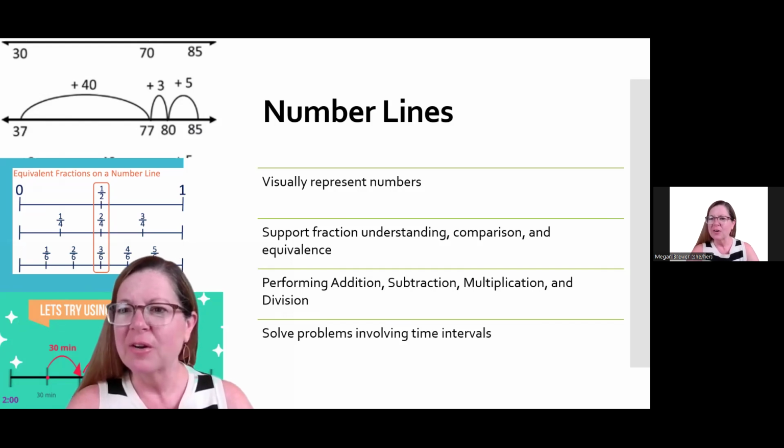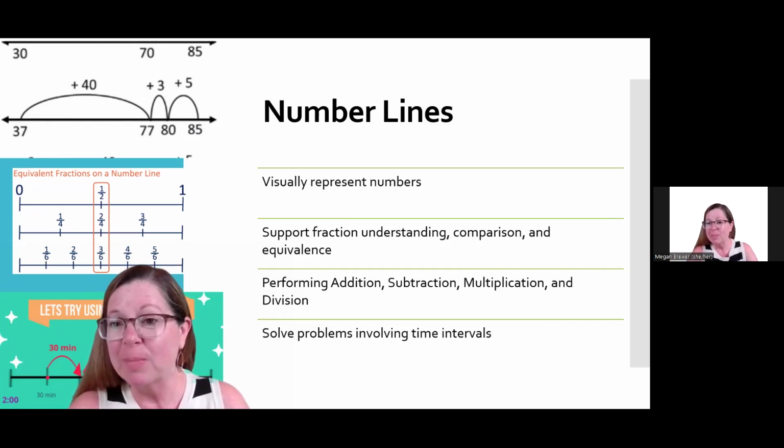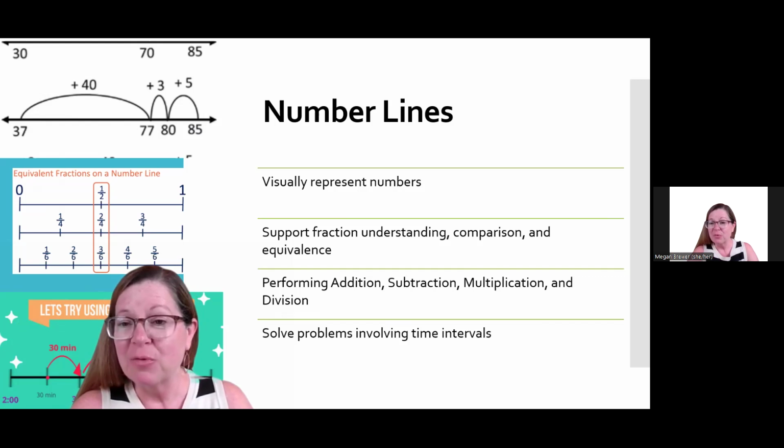Where's my answer? My answer's in the hops. Plus 40, plus 3, plus 5. 40 plus 3 plus 5 is 48. So now I know 37 plus 48 equals 85. That's an example of how an open number line can help me solve a problem with addition. I can do the same thing with subtraction using a number line.